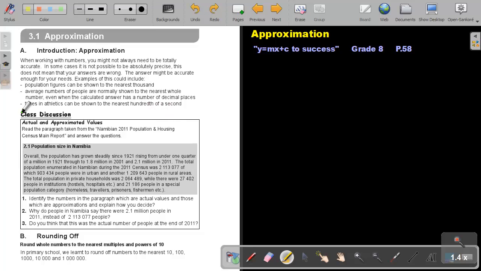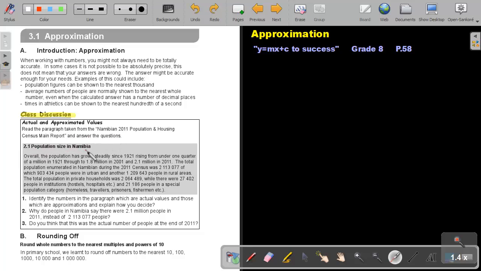I want you to go through the class discussion. Try to do it, stop the video, and as soon as you are finished, you can continue with the video. Okay, let's start. Actual and approximated values. Read the paragraph taken from the Namibian 2011 Population and Housing Census Main Report and answer the questions.